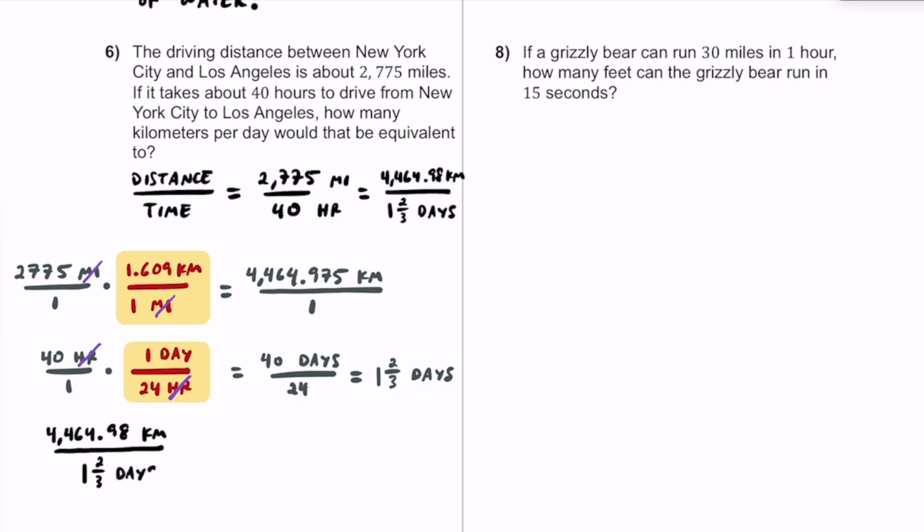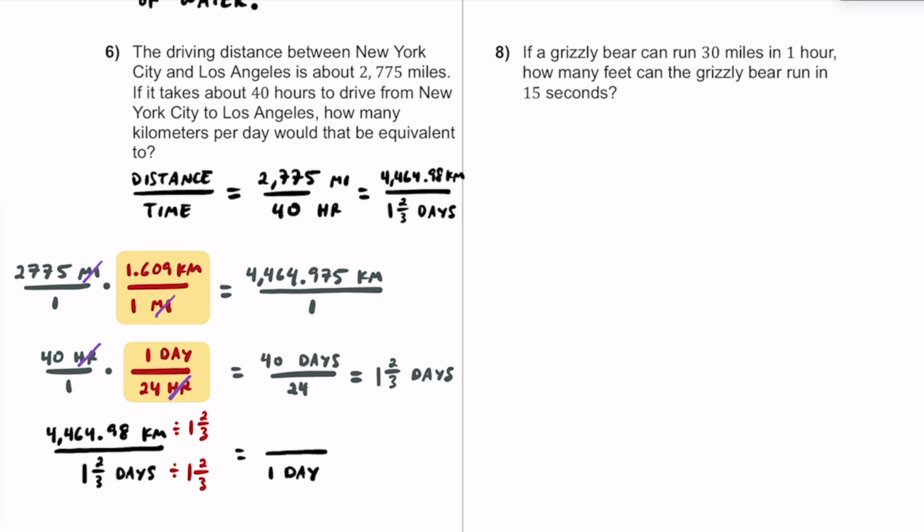So what if we want to find out just per 1 day? Well, I think we're going to have to divide here by 1 2/3. That would be per 1 day. And we could take this and divide by 1 2/3 as well. So if we go ahead and do that, we will end up getting just a 1 day on the bottom, just because anything divided by itself is going to be 1.